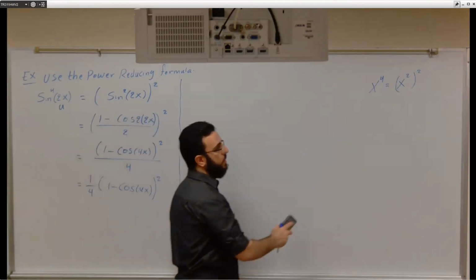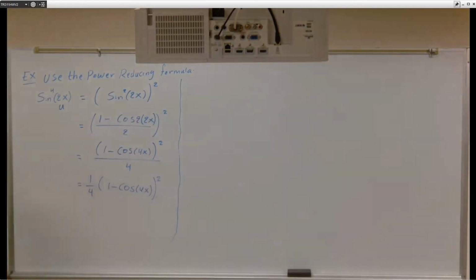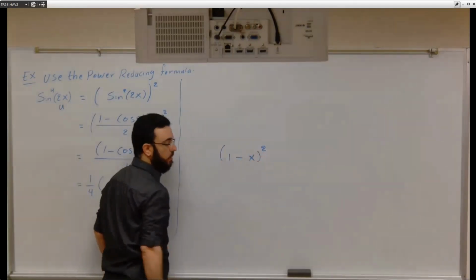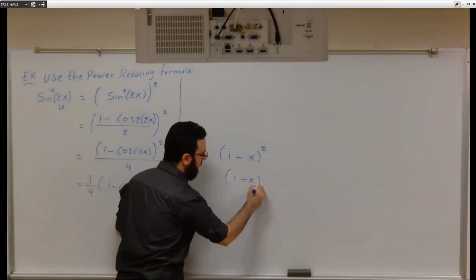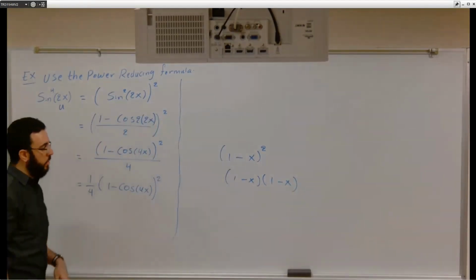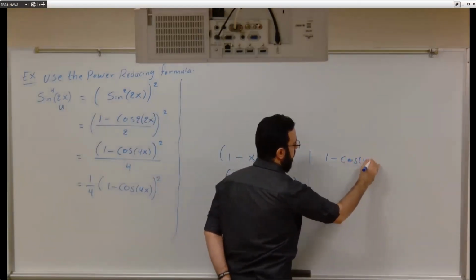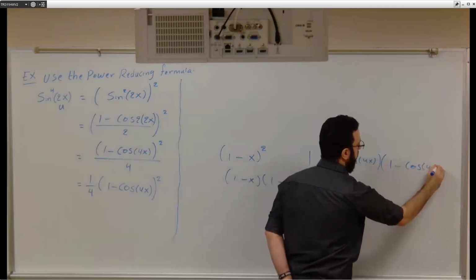What do you have to do here? What are you going to do if you have 1 minus x squared? Break it down. How? Multiply by itself. That means FOIL it. That means it's going to be 1 minus x times 1 minus x, and you're going to distribute, right? Can I do the same thing here? So I'm going to say it's 1 minus cosine 4x times 1 minus cosine 4x, and FOIL it.